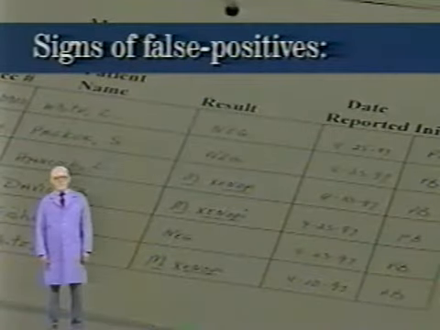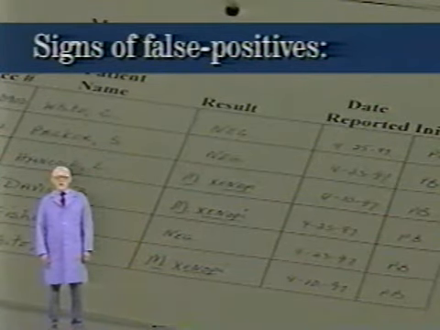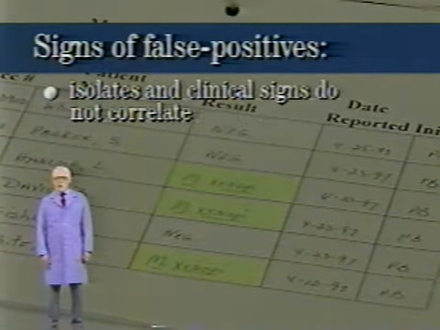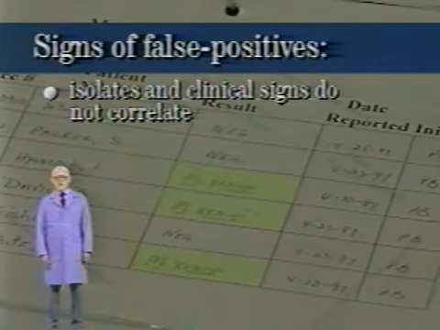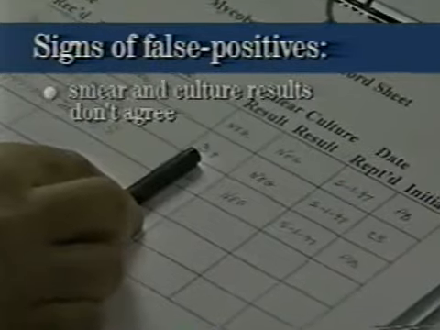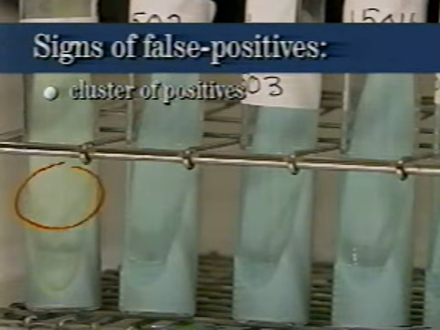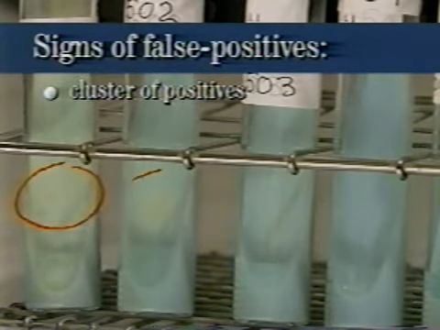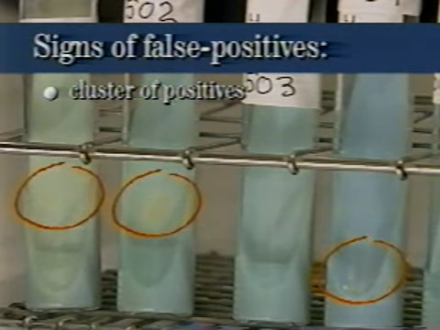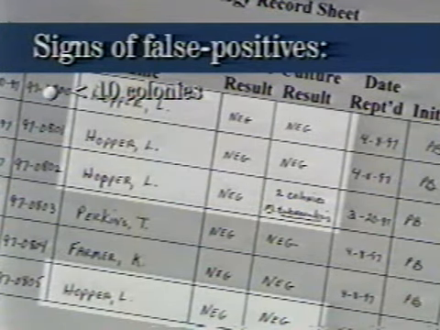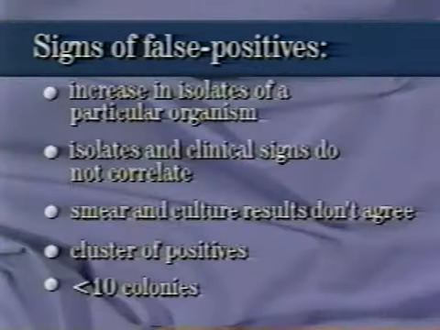How do you know that false positives might be occurring in your laboratory? Some typical signs of a false positive problem are a sudden increase in the number of isolates of a particular organism, or no correlation between the isolate and clinical signs of disease. Maybe a discrepancy between smear and culture results. The appearance of a cluster of positives in which one specimen becomes positive, and several days later, sequential specimens become positive. Or if you see fewer than 10 colonies recovered from only one of multiple specimens submitted from the same patient. It is important for you to recognize when you have a problem with false positives.